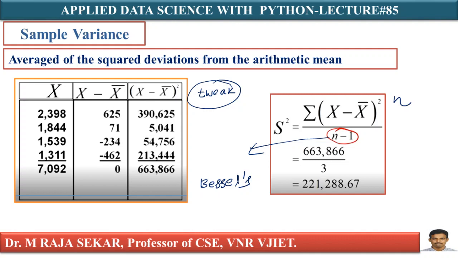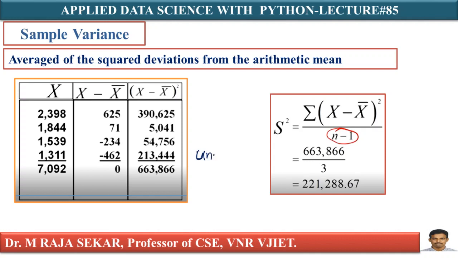Anyway, let me justify this n minus 1 in a more precise manner. This is sample variance. The formula is the same, but the only thing is you are dividing by n minus 1. Why are we dividing by n minus 1? The reason is to make the variance an unbiased estimator. If you want to make variance an unbiased estimator, this is useful. What is a biased estimator? What is an unbiased estimator? I will discuss that. This lecture may not permit me to discuss estimators.